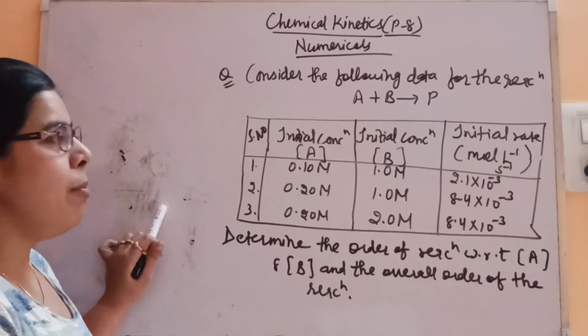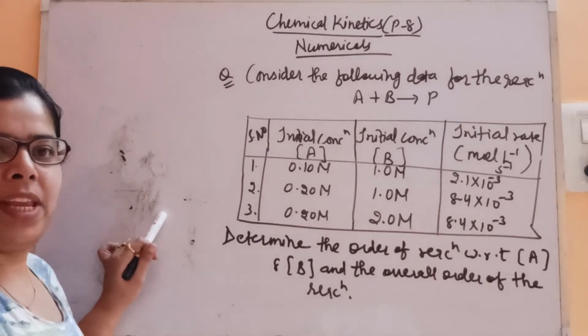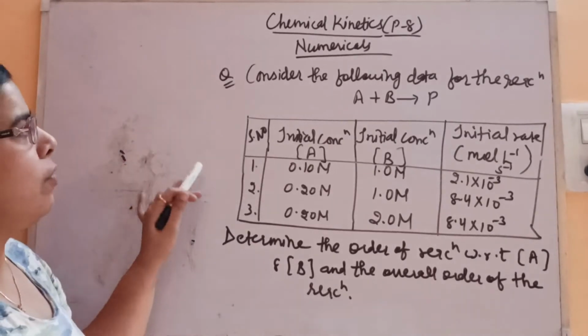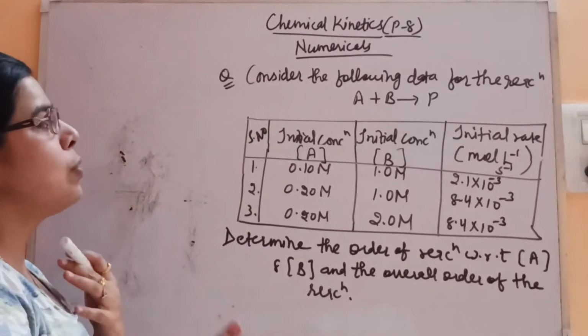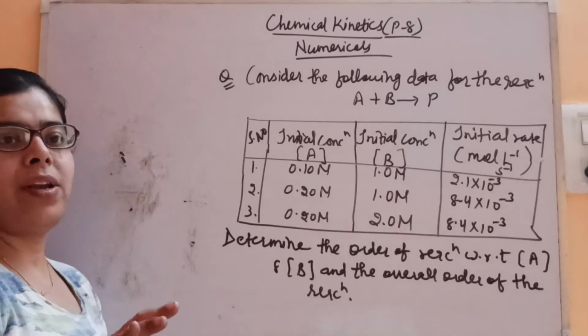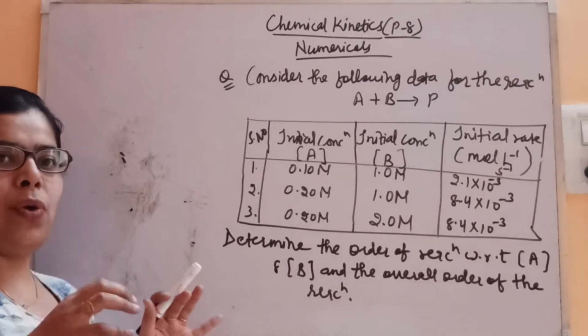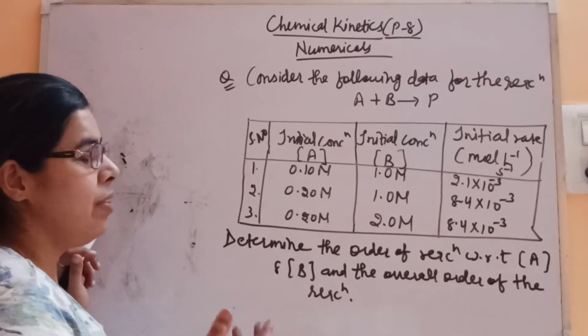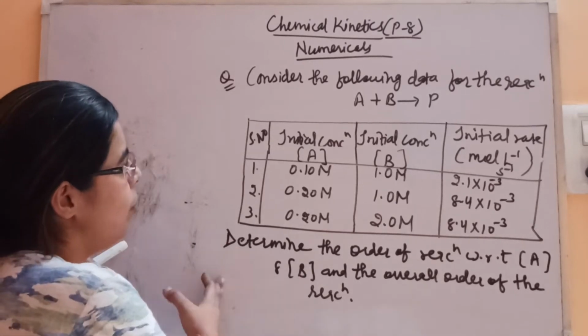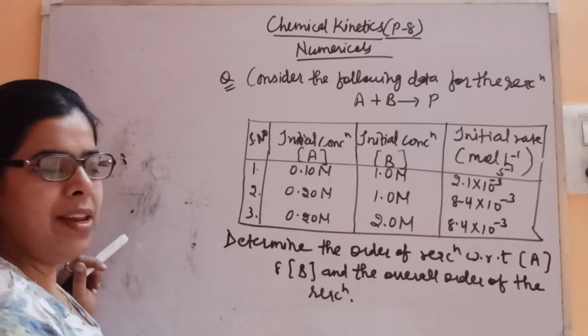Data will be given to you, the concentrations will be given to you, for an experiment which has been carried out with respect to A and B, and this is the initial rate. Now how to solve this kind of question? This is very, very important. It's very simple, but you should know how to solve it, as it also comes in CBSE as a 3 marker, where this complete data is given.